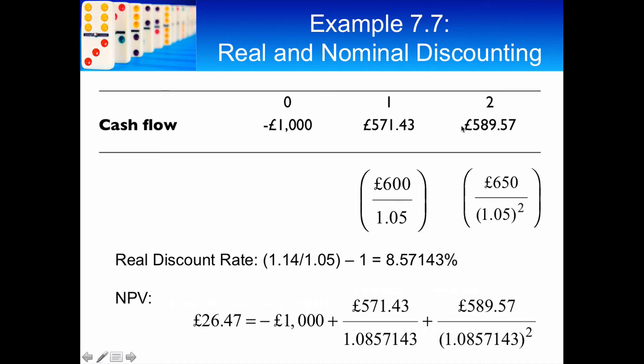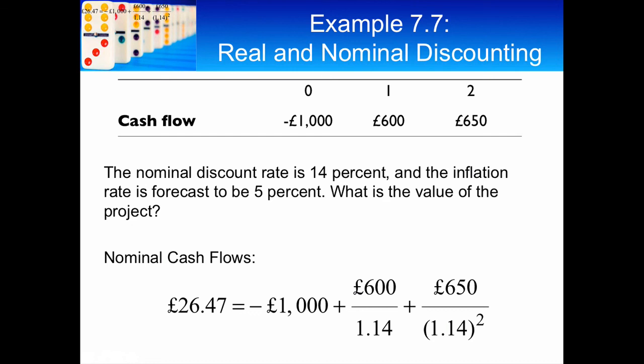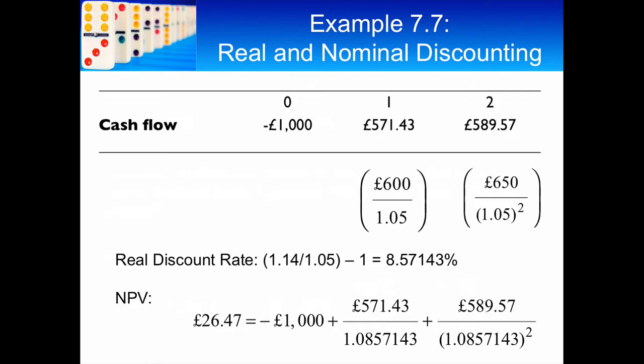We also need the real discount rate. The inflation rate was 5%. The nominal rate was 14%. So using the formula that I introduced earlier on in the video, we have a real discount rate of 8.57143%. So we undertake the same NPV analysis, and you can see here that with real cash flows and real discount rate, we have an NPV of 26.47, which is the same as the nominal cash flow analysis. So we get to the same point, but we take two different paths. And as long as you're consistent, that's good enough for the analysis.